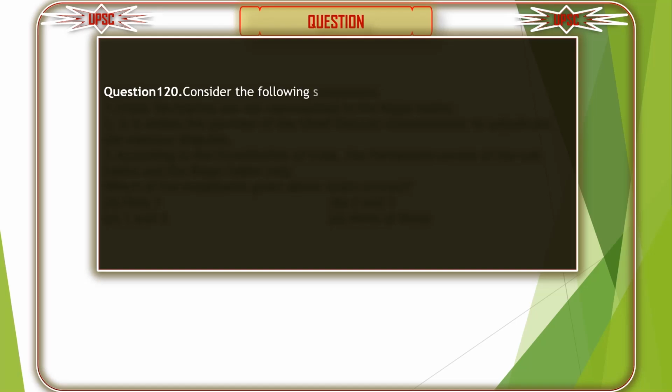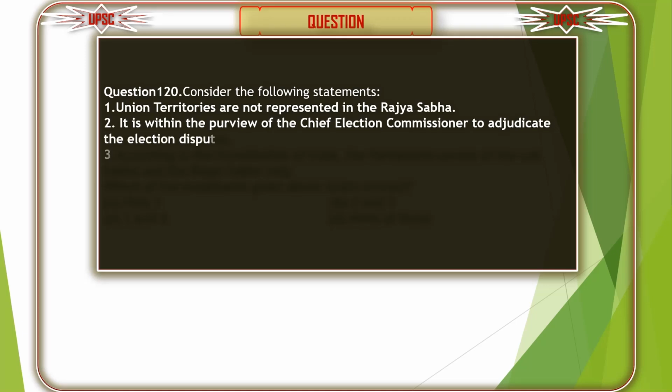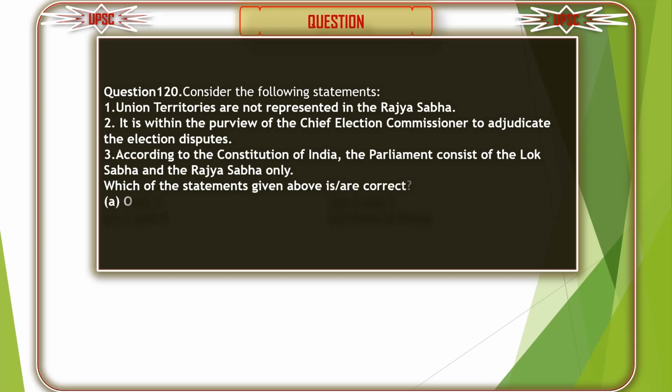Question 120. Consider the following statements. 1. Union territories are not represented in the Rajya Sabha. 2. It is within the purview of the Chief Election Commissioner to adjudicate election disputes. 3. According to the Constitution of India, the Parliament consists of the Lok Sabha and the Rajya Sabha only. Which of the statements given above is/are correct? A. Only 1. B. 2 and 3. C. 1 and 3. D. None of these.